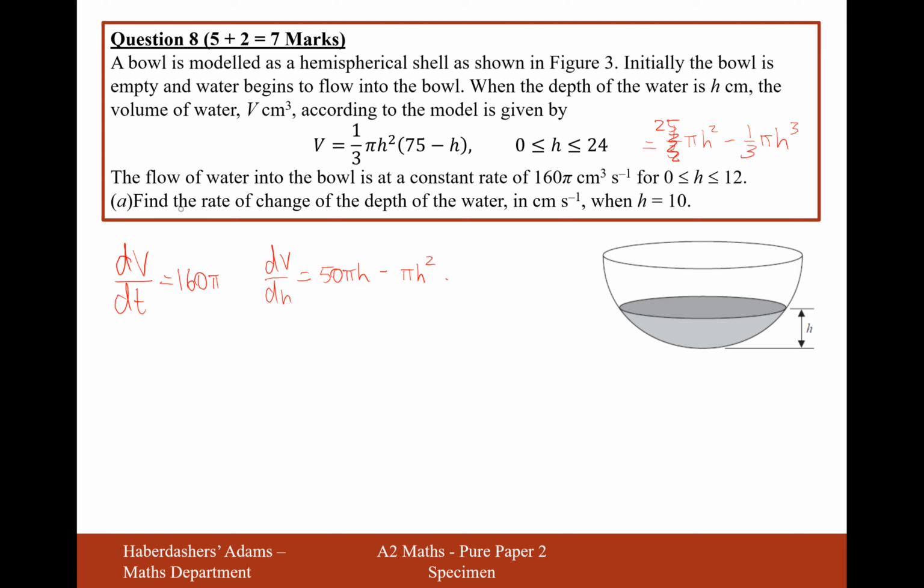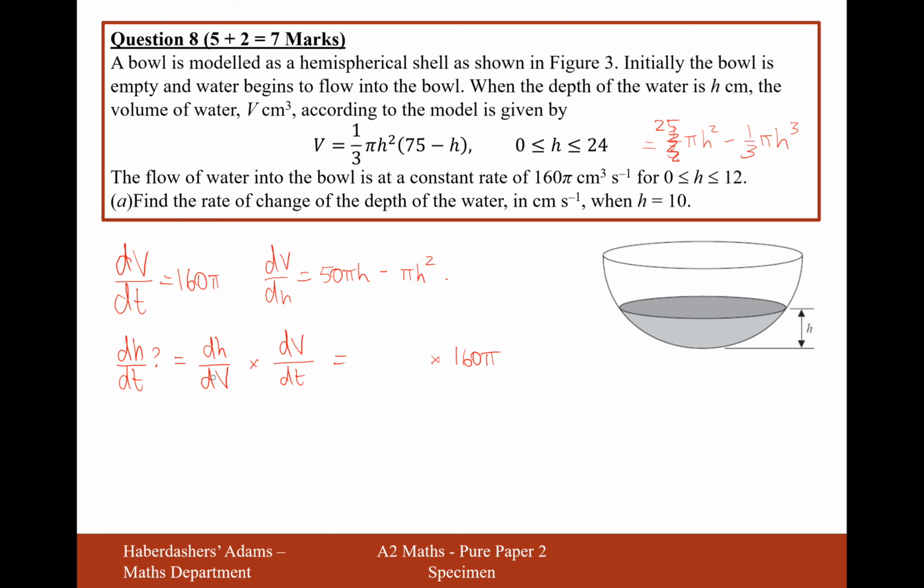Now what we want to find is the rate of change in the depth of the water, so that's effectively dh by dt. What is dh by dt? Well, what we need is a dh on the top, and we need to multiply it by something that has a dt on the bottom. What we could do is flip this second one upside down and then have dV by dt on the second fraction. So dV by dt, that's going to be 160 pi.